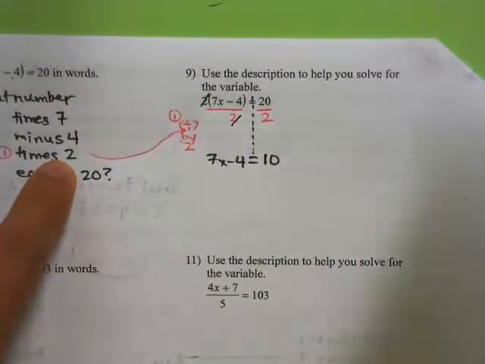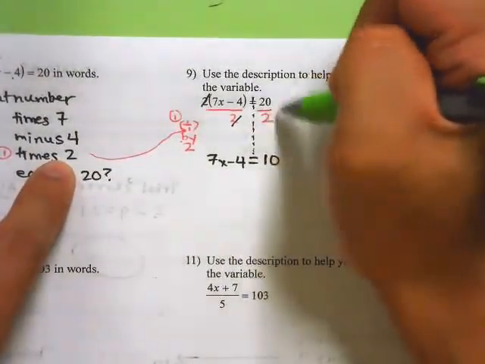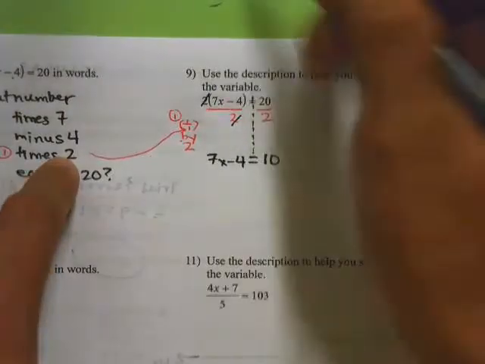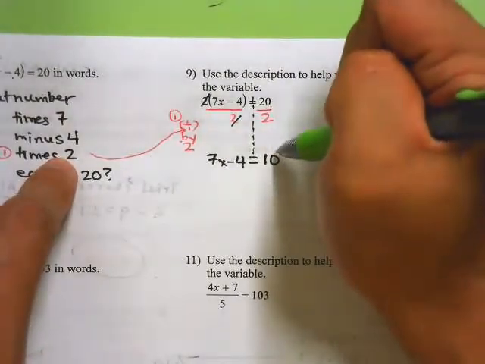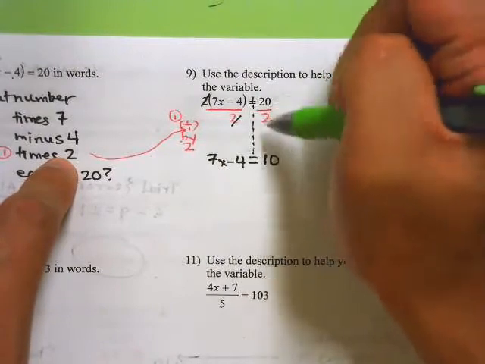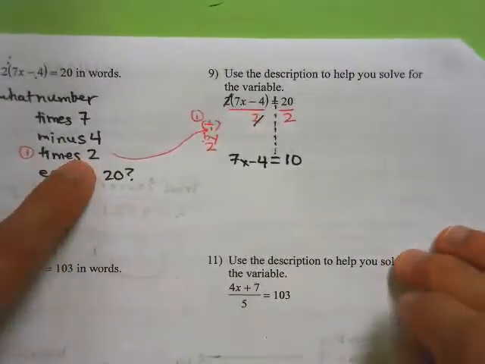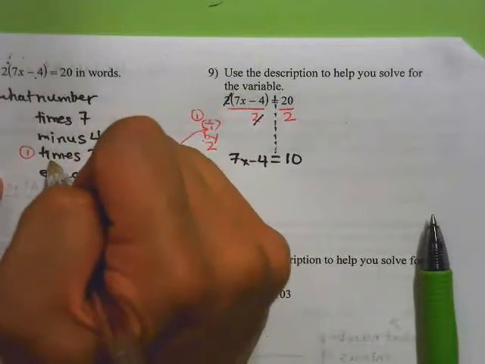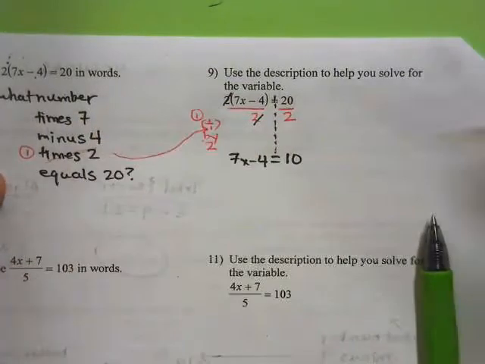Some students tend to forget to do the right side. Even I sometimes find myself writing the 20 over here. So just make sure you're also doing the right side. The times 2 is done. Maybe I'll do a light scratch over here.